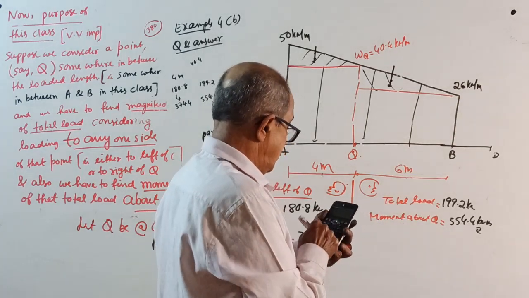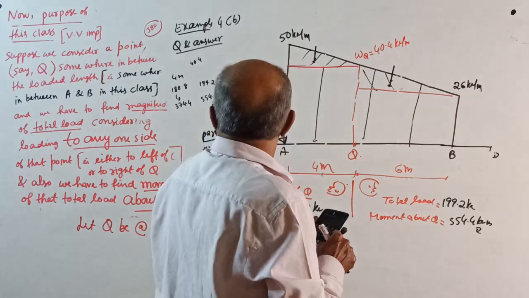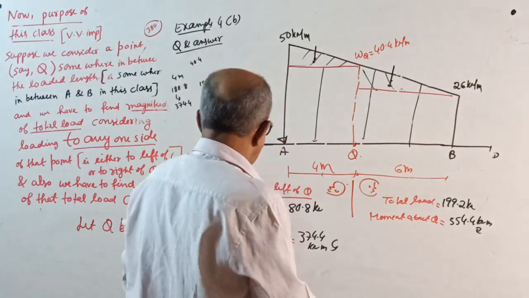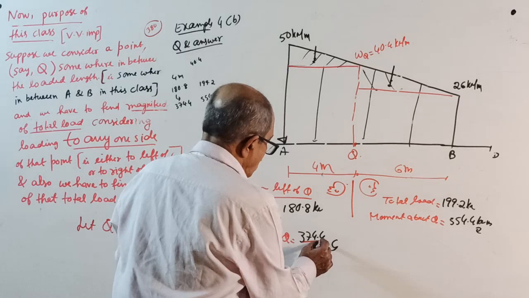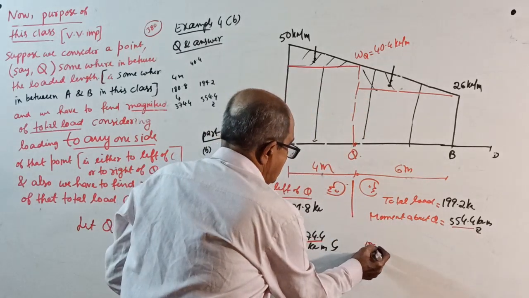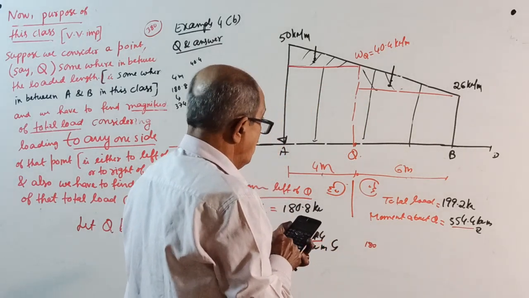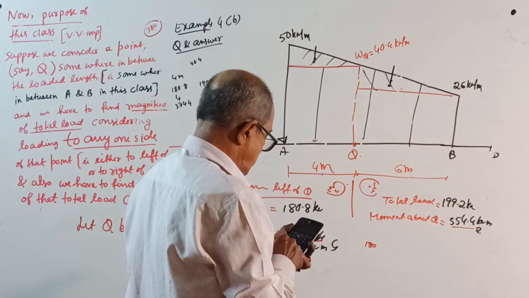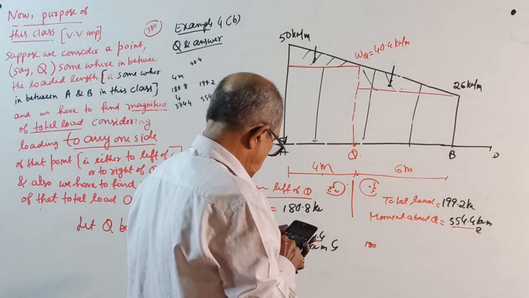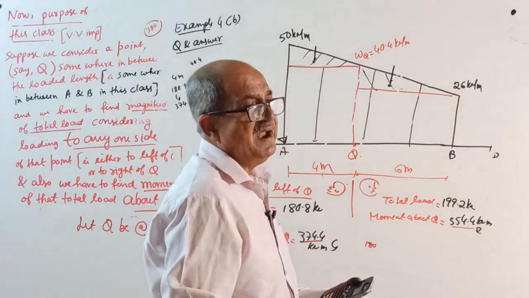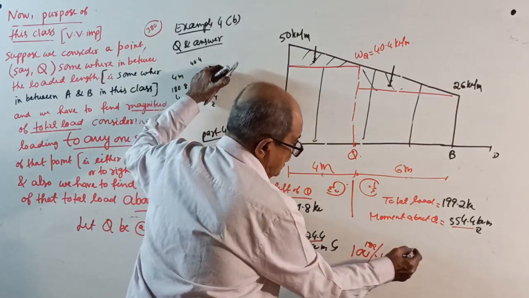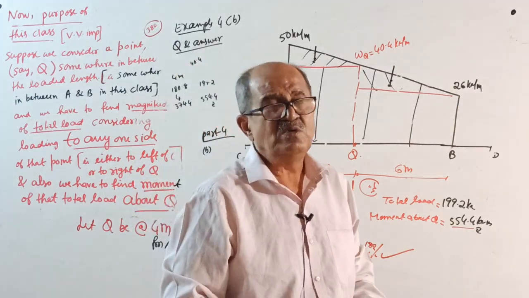6 minus shift A2 is the distance of CG, into 380. I will get a moment of 180 kN meter. 374.4 and 554.4. I got 180 clockwise. 554.4 minus 374.4 is perfectly 180. Therefore, the answer given is 100% correct. Nobody can say this answer is wrong.